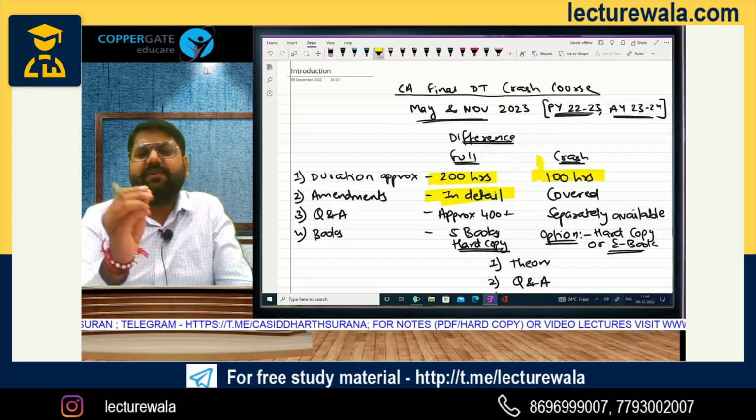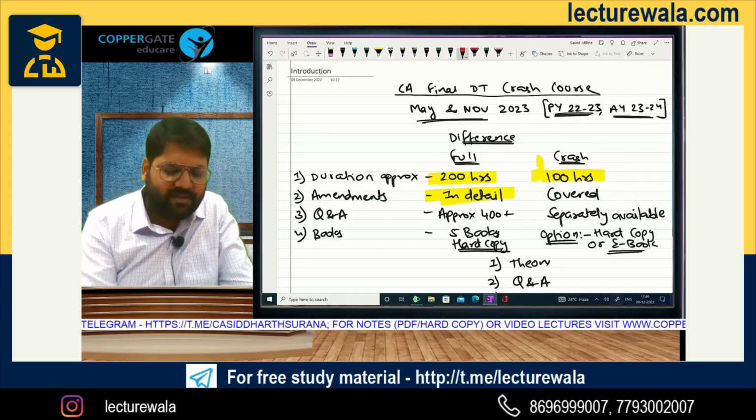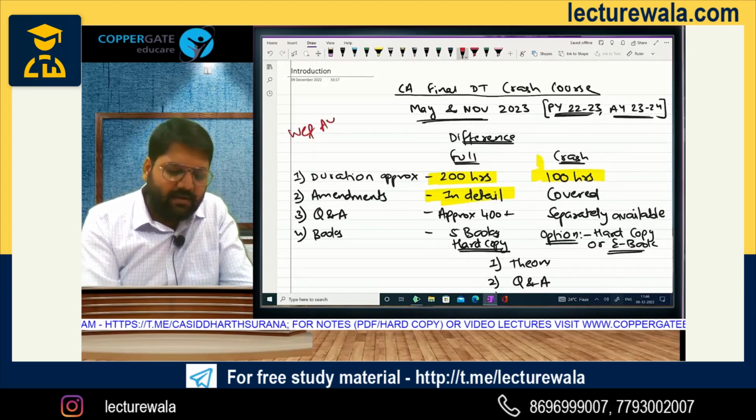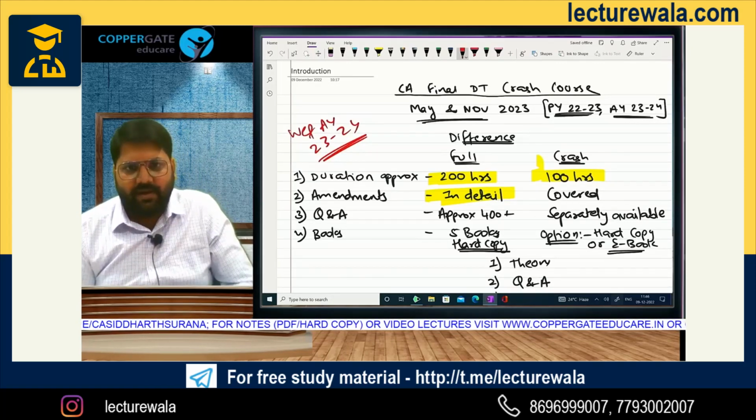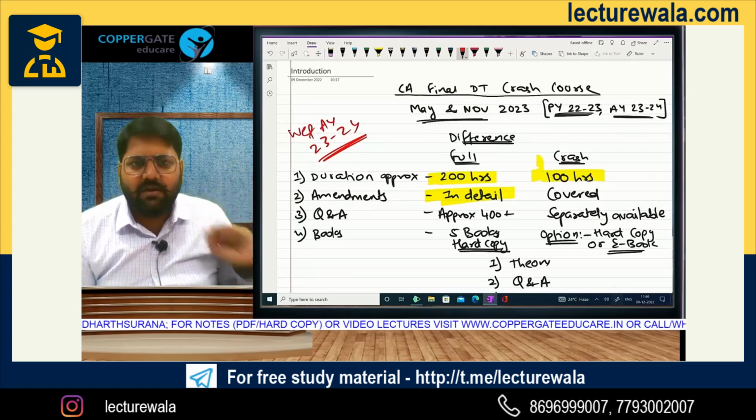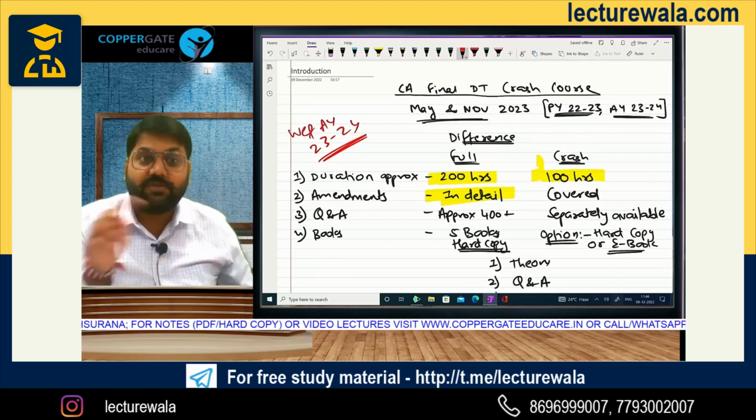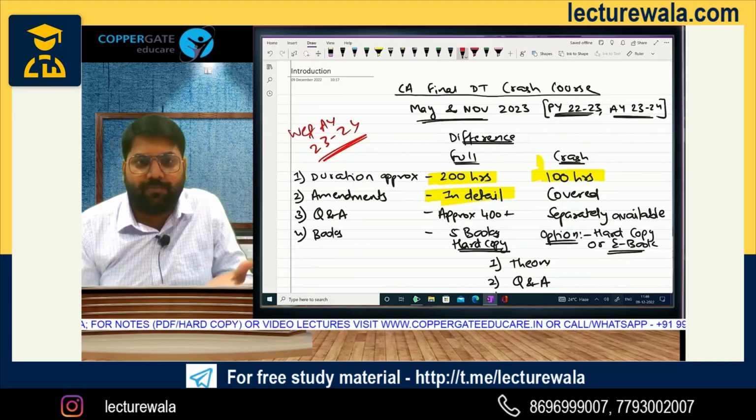In the full course, we cover every amendment in detail by writing it, because everything is done in writing, no? I write it in red color while teaching in class, with effect from AY 23-24. What I suggest is, do one thing. The first 5 lectures of my full course are also uploaded on YouTube. I throw an open challenge.